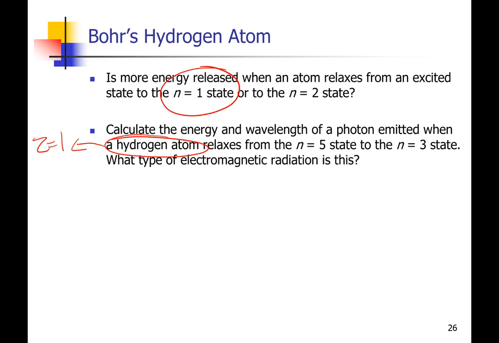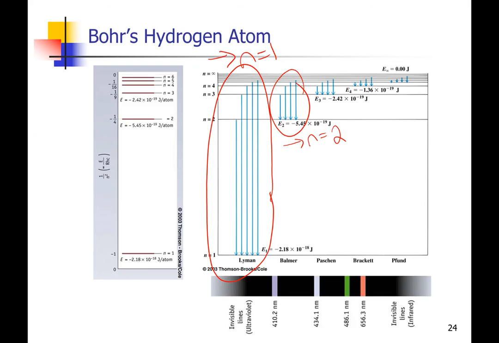So let's go back to our diagrams and see, what does this look like on the diagram? We are now looking at the transition from the n equals 5 to the n equals 3. So our electron is going to start up there and it's going to go down there. There is a change in energy associated with that. And the energy of our photon is equal to the absolute value of that energy change.